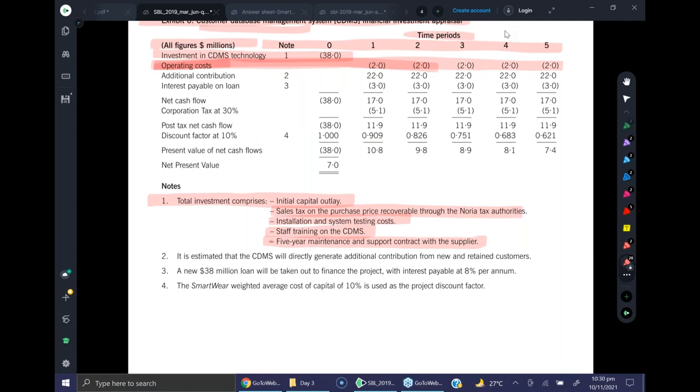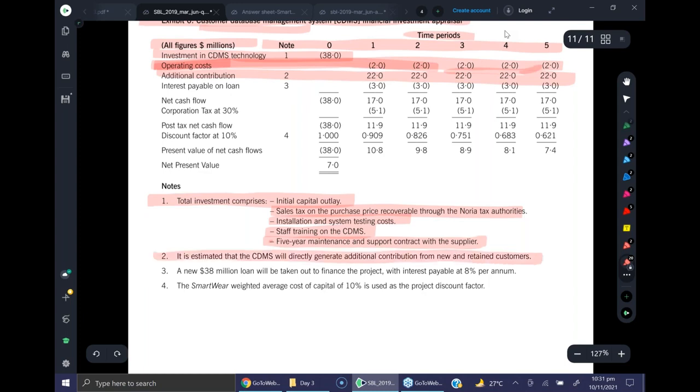Similarly, about additional contribution, it remains the same. What about additional contribution? Note 2. It is estimated that CDMS will directly generate additional contribution from new and retained customers. Okay. So this contribution remains the same over the years. If there are new customers coming in, it is assumed that additional contribution should increase over the years. Normally, it keeps on increasing over the years, but this is again the very same every year, which is not very normal.